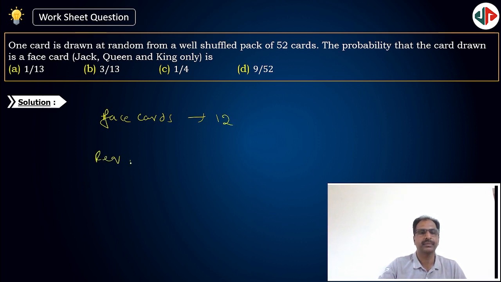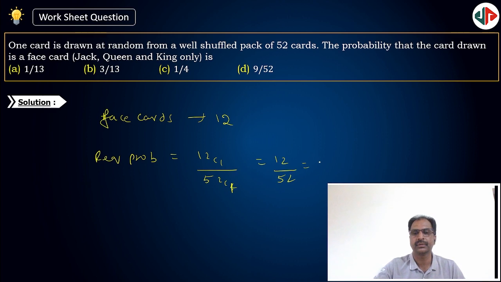So, what is the required probability? We have to draw one card, it should be a face card. So, 12C1 by 52C1. So, 12 by 52, which is 3 by 13. Option B.